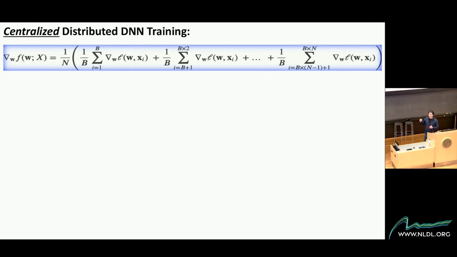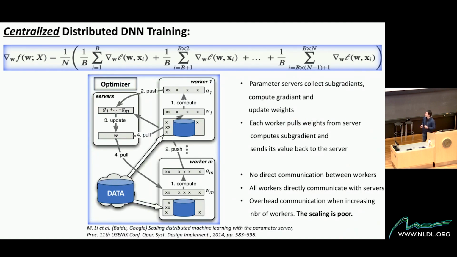Just to make the picture clear when explaining the concept of centralized distributed learning. So the picture here is that, in this picture, what happens is, you have your data here. The data is partitioned according to the number of workers, as we mentioned, because this is data parallelism. You have a number of workers, worker 1, worker 2, and so on, and then you have servers.